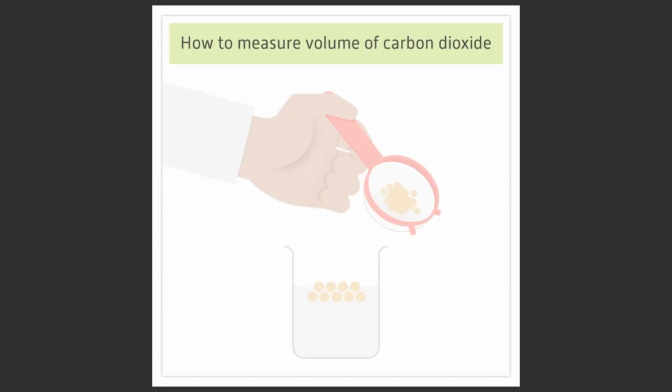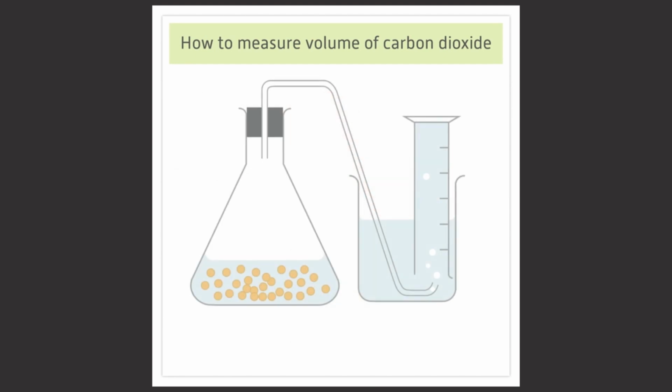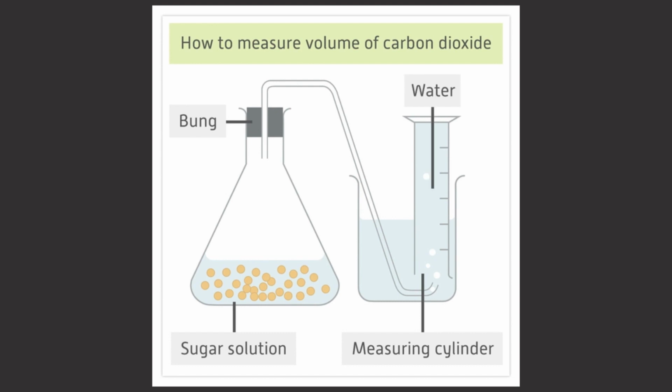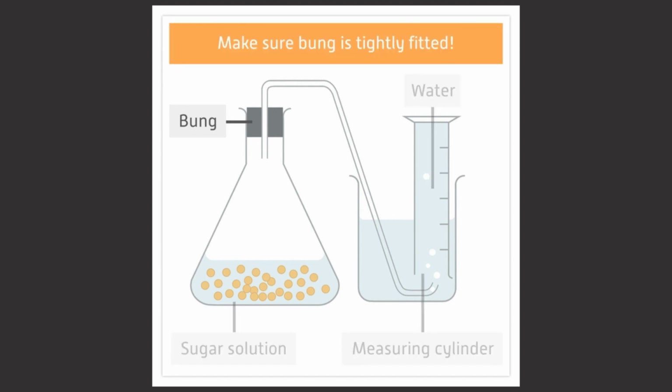This is how to measure the volume of carbon dioxide produced. Place the yeast in a sugar solution inside a conical flask with a bung to which a delivery tube has been fitted. The other end of the delivery tube is placed under an upside-down measuring cylinder full of water. You need to make sure that the bung is tightly fitted at the top of the conical flask so no gas can escape around it.